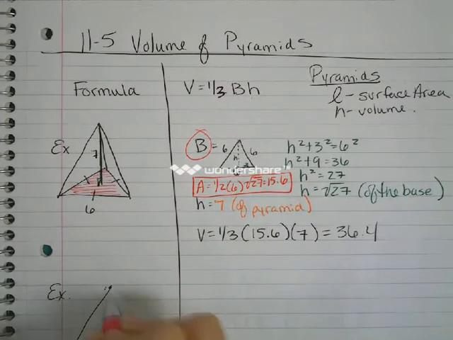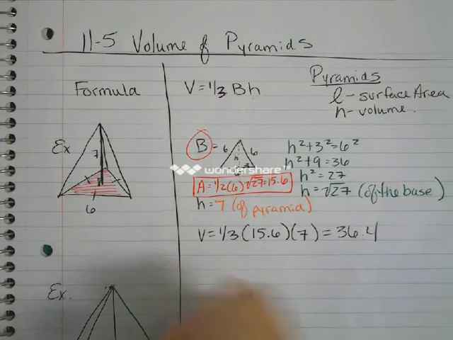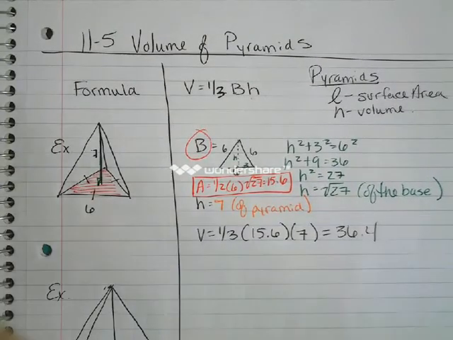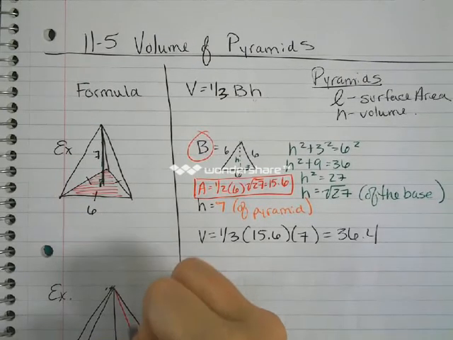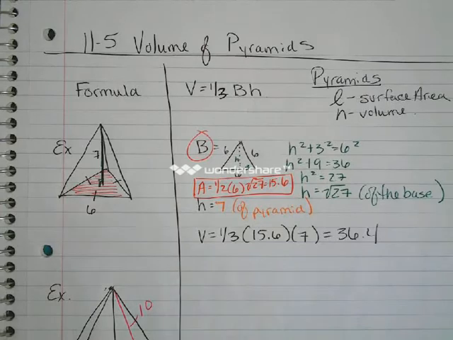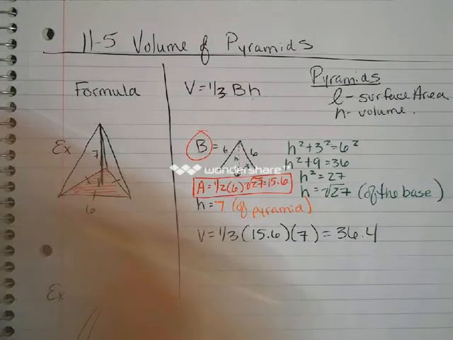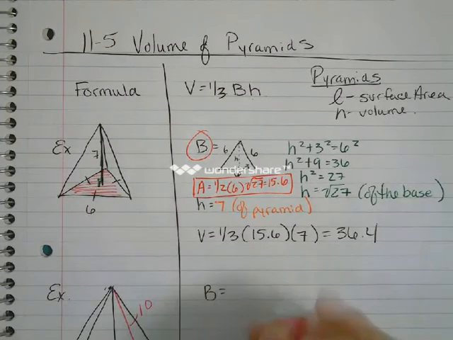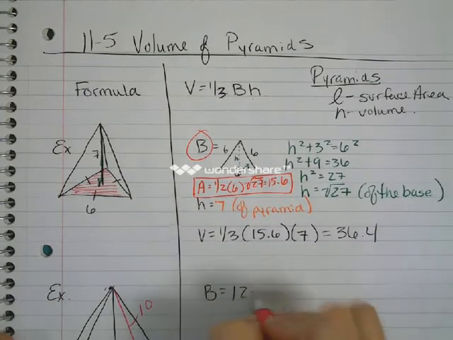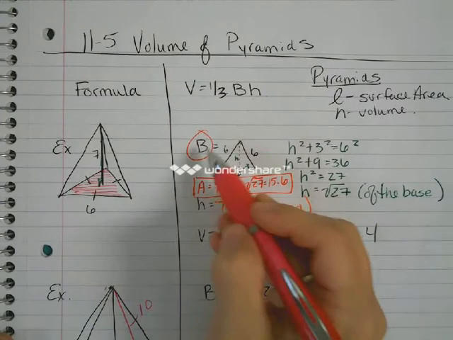Alright, square pyramid. This time I'm giving you a slant height. And the side length is 12. We need our big B. On this problem, the big B is going to be easy. 12 times 12, 144. So sometimes the big B is really hard, sometimes the big B is pretty easy. It just depends on each individual problem.